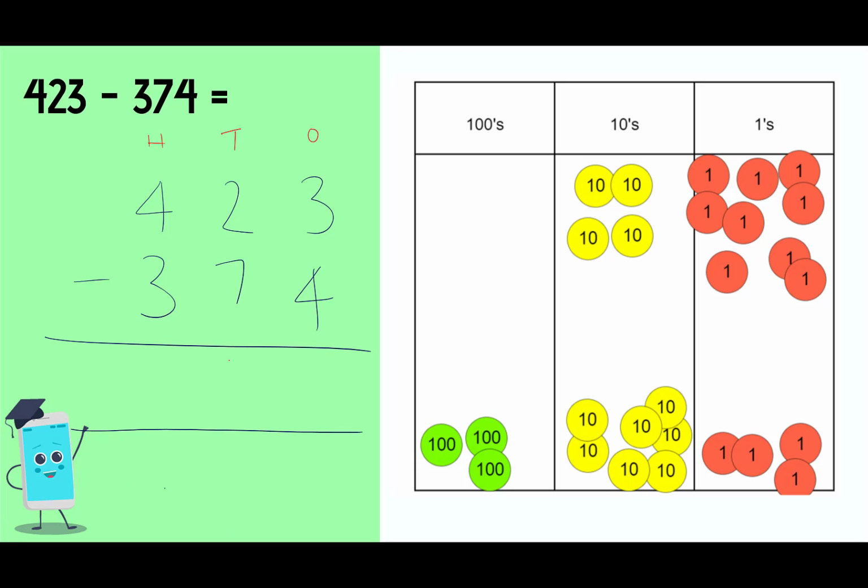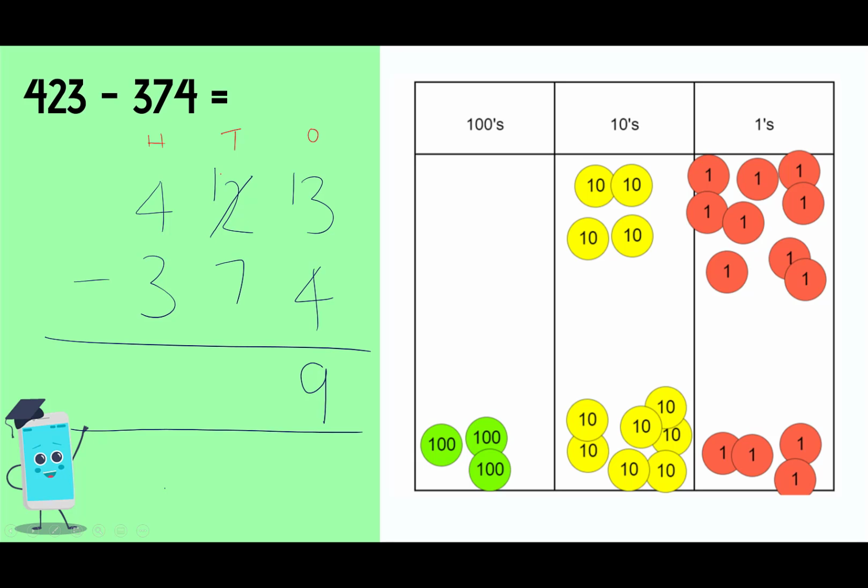Just like the place value counters, when I start with my 3 take away 4, I see that I don't have enough here to take 4 ones away. So I need to borrow a 10. There were 2 tens, there's now only 1 ten because I'm going to borrow 1 and add it to my 3 ones. I now have 13 ones. And 13 ones take away 4 ones is 9 ones.